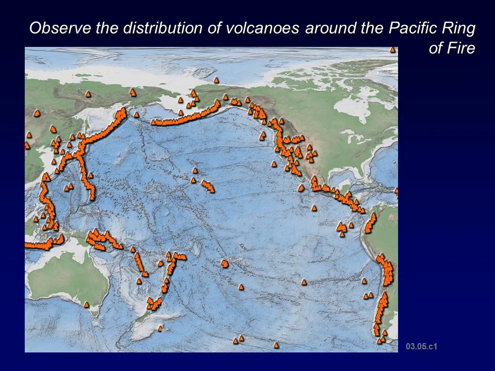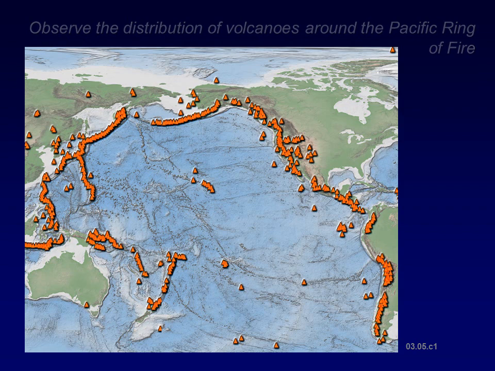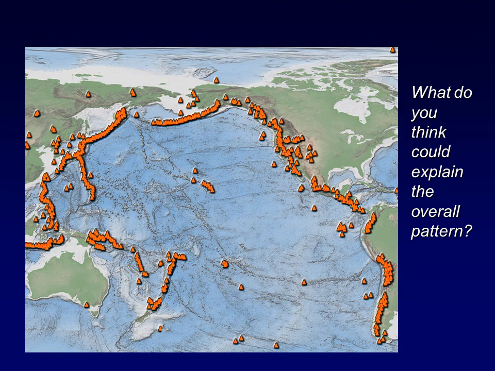Observe the distribution of volcanoes around the Pacific Ring of Fire. What do you think could explain this overall pattern? So take a look at this. Each orange triangle, again, is representing a volcano. And how are they lining up? They seem to line up along the edges of the continents. Not always the case, but in most cases. What do you think is going on here?